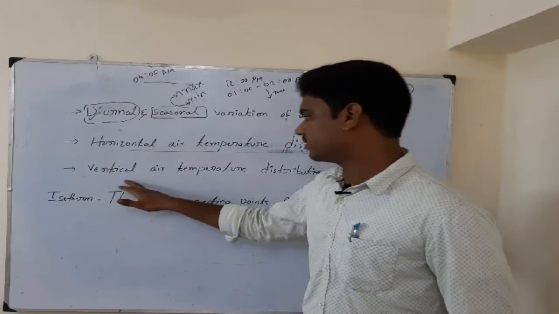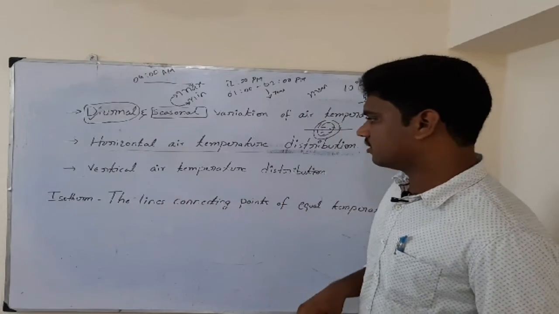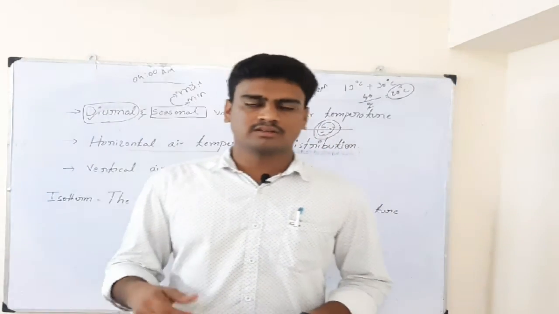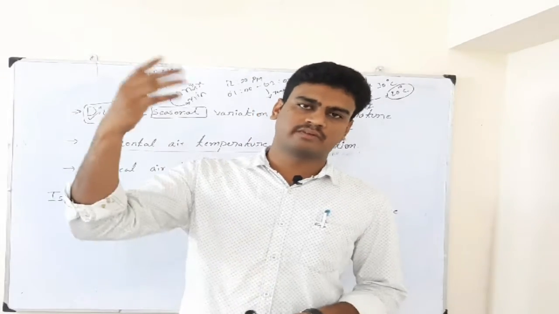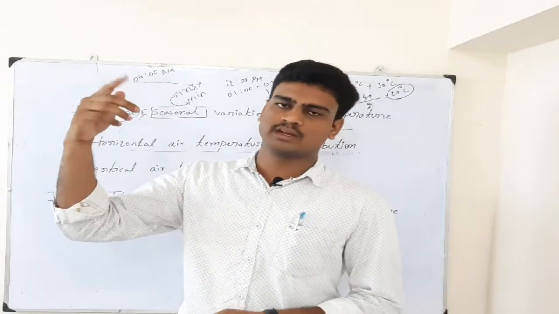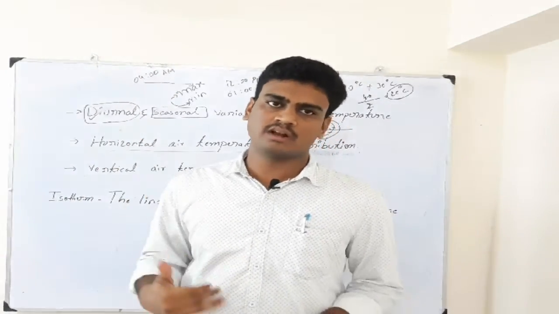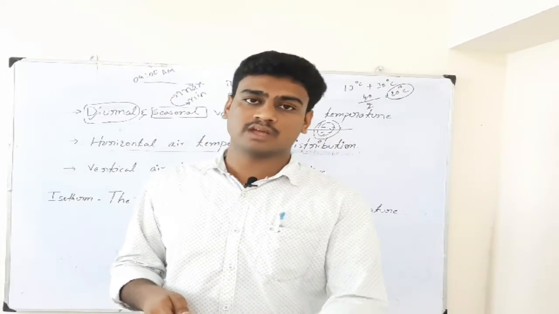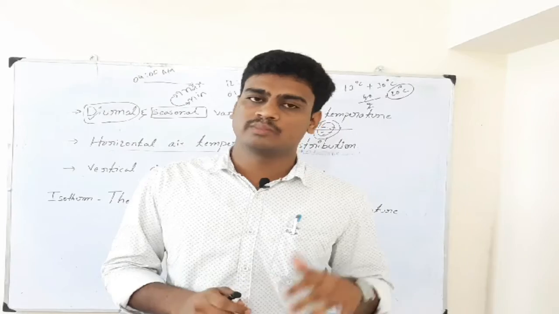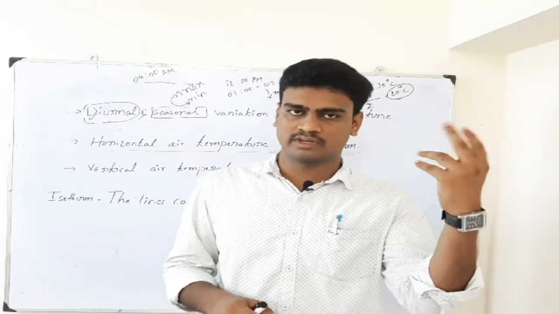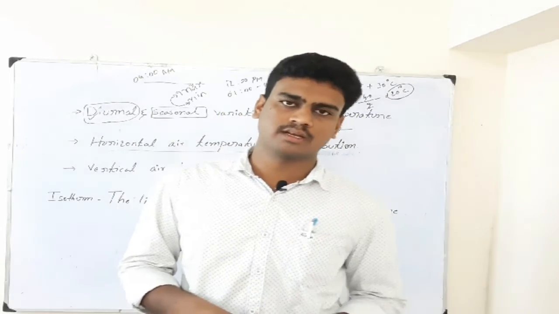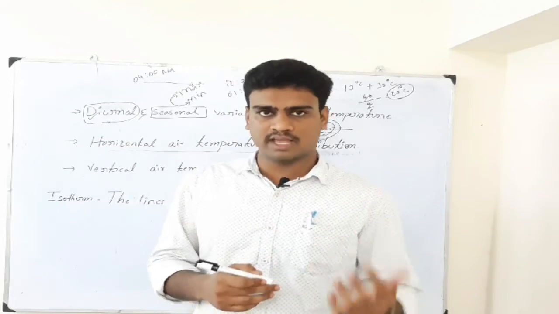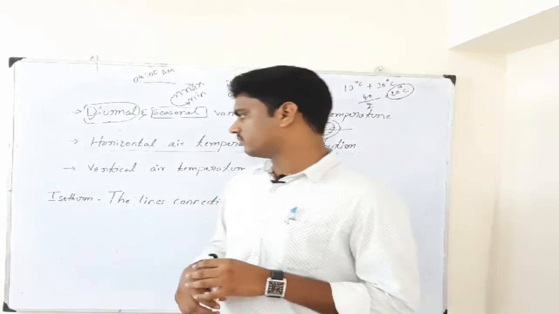Then the next one is vertical air temperature distribution. Vertical air temperature is also something we discussed in altitude. The more height we go in a vertical manner, the more the temperature falls. In the air also, nearby the surface of the earth, the air temperature is always high, but when we go in altitude, that means in the vertical section, the temperature will fall down. So air temperature will be less as we go more in the vertical way.